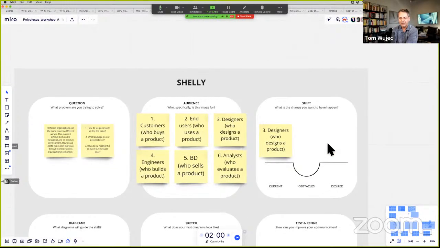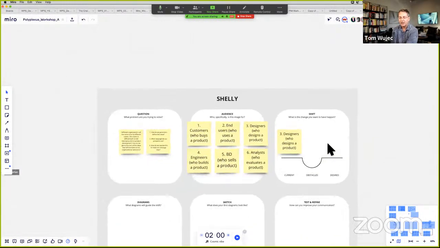And Shelly, you've done this. Great. Okay, so next, Shelly, if you could shrink that note down to about 1/4 of its size, that would be great in the shift. Next, I'd like for you to then identify the current state and the desired state.